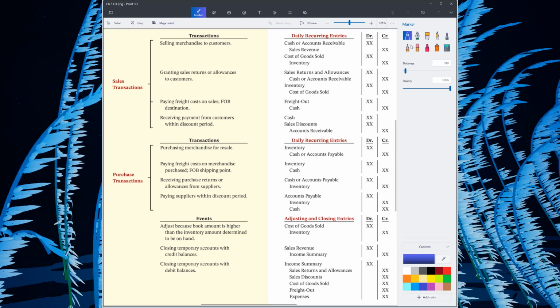But last but not least, I want to just show you a section in the textbook that summarizes everything that we learned and the journal entries. So this is a pretty good, useful table that you can find. So you can see it talks about all the sales transactions, all the purchase transactions. So selling, here's a return and allowance, here's the freight in, here's receiving the payment, here's purchasing merchandise, here's the freight in based upon FOB shipping or FOB destination, here's returns, etc., etc.